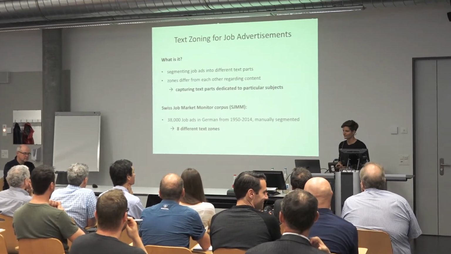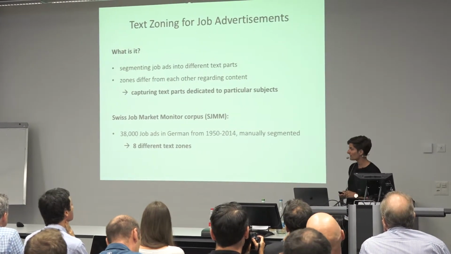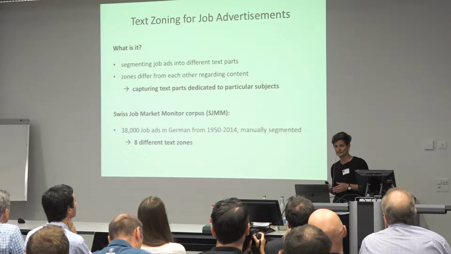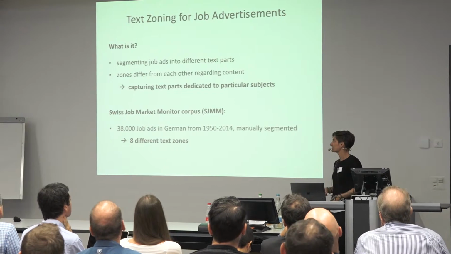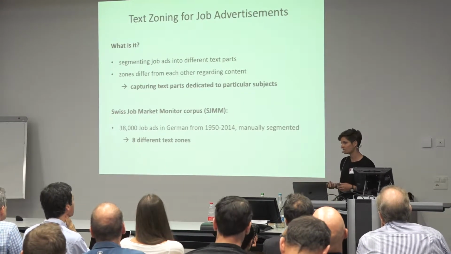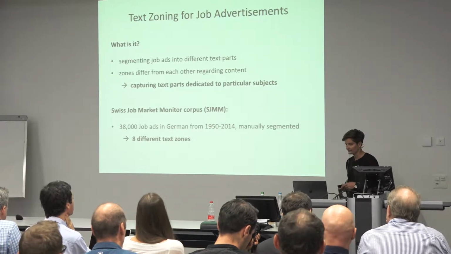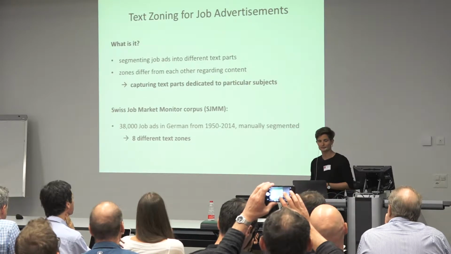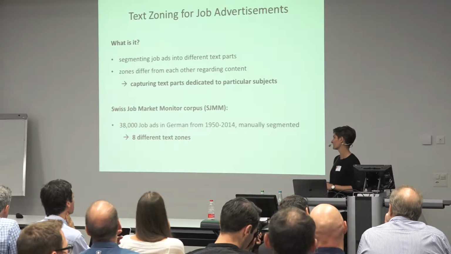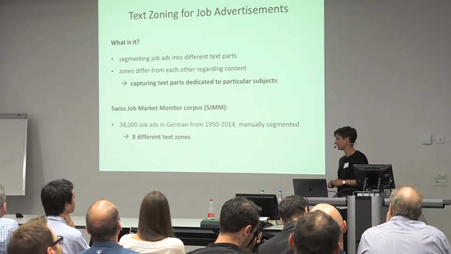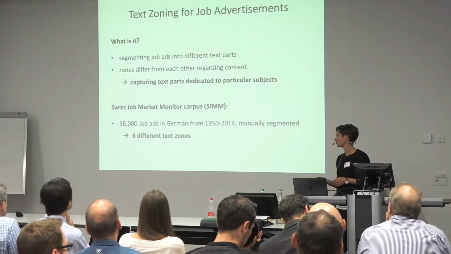Okay, text zoning for job advertisements means just segmenting job ads into different text parts, and these text parts differ from each other regarding their content. So it aims at capturing text parts that are dedicated to particular subjects or topics, like for instance the publishing company. And in our corpus, the Swiss Job Market Monitor corpus, we have 38,000 job ads in German from 1950 to 2014 that are manually segmented into these eight different text zones that I will show in the following.